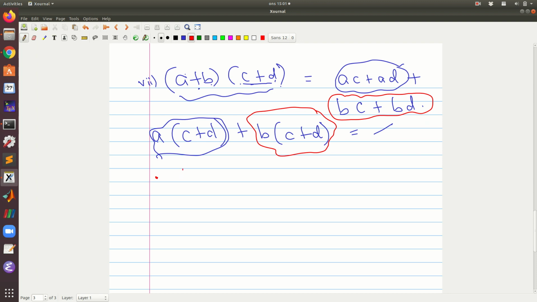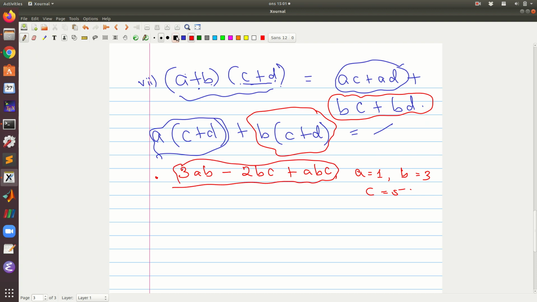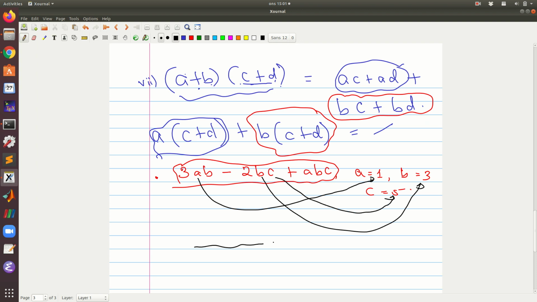So we have problem 1, which says we want to evaluate this expression, minus 2bc plus abc, and then they give us the values: a is 1, b is 3, and c is 5. What they simply want you to do is substitute for the values here. For the value of a, we substitute 1, for the value of b, we substitute 3, and for the value of c, we substitute 5, and then get the result.